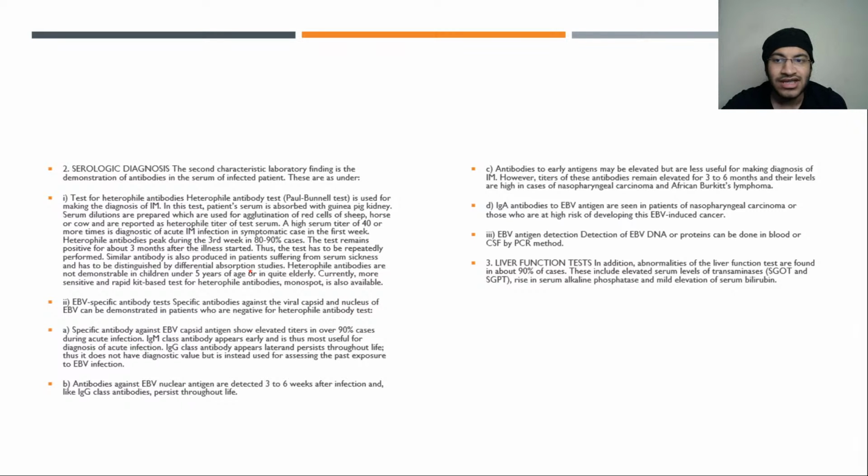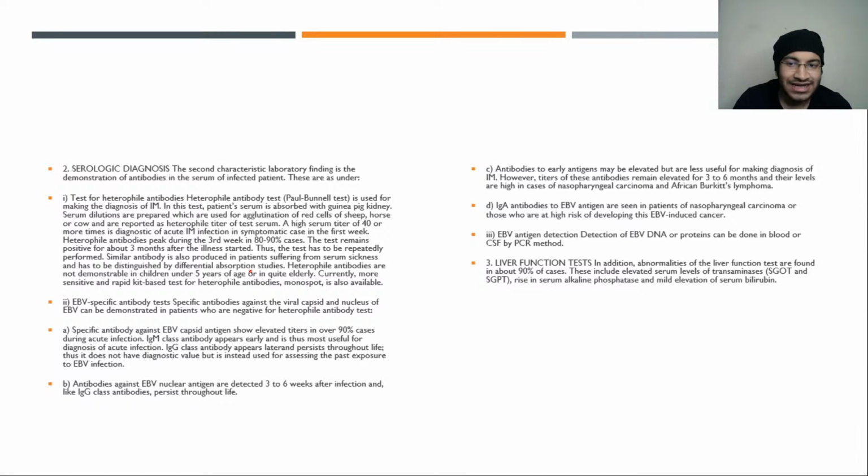A high serum titer of 40 or more times is diagnostic for the acute IM infection in the symptomatic case in the first week. Heterophile antibodies peak during the third week in 80 to 90% of the cases. The test remains positive for about 3 months after the illness starts. So thus the test has to be repeatedly performed, and similar antibodies are also produced in the patient suffering from serum sickness and have to be distinguished by differential absorption studies. Then heterophile antibodies are not demonstrable in children under 5 years of age or in quite elderly. Currently, a more sensitive and rapid kit based test for heterophile antibodies, the monospot, is also available, and that is used.